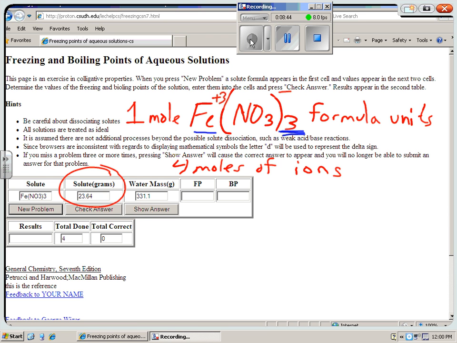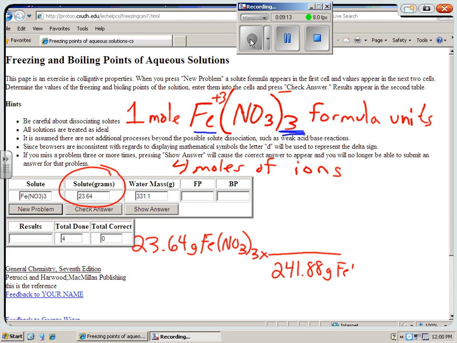So then we look at the 23.64 grams of the Fe(NO3)3, and we know that Fe is 55.85. There are 3 Ns, so that's 14.01 each. And there are 9 Os, so that's going to be 16.00 times 9. So 241.88 grams of Fe(NO3)3 for every 1 mole.